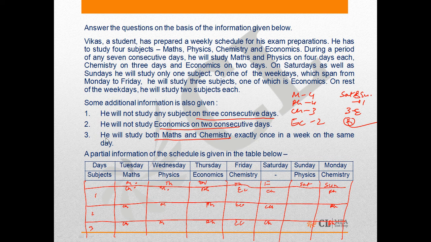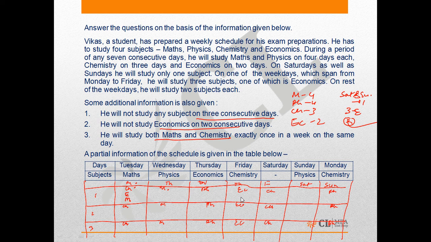So let's consider Monday to be the day when he studied 3 subjects, and one of those subjects is economics. So on Monday he will study chemistry, economics, and one of the subjects out of maths and physics. Suppose it is maths, and next day also it is maths, and it is known that he will study maths on 4 days, and he will not study any subject on 3 consecutive days, which means he cannot study maths on Wednesday, so he'll study maths on the remaining days like Thursday, Friday and Saturday.